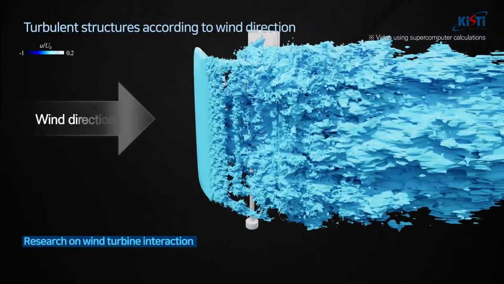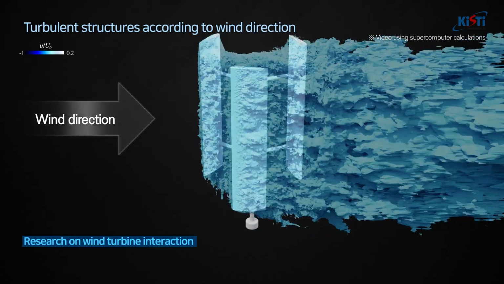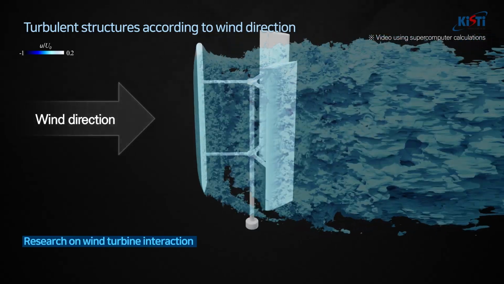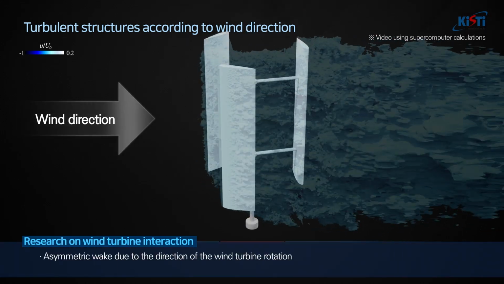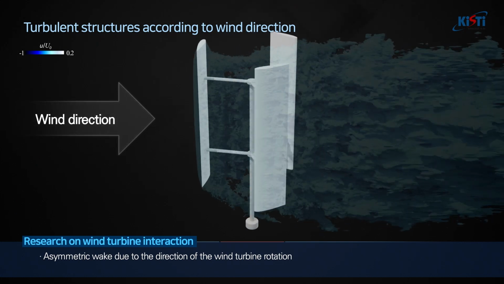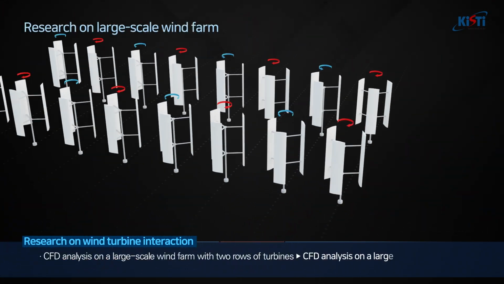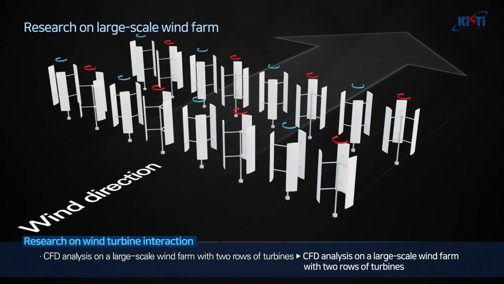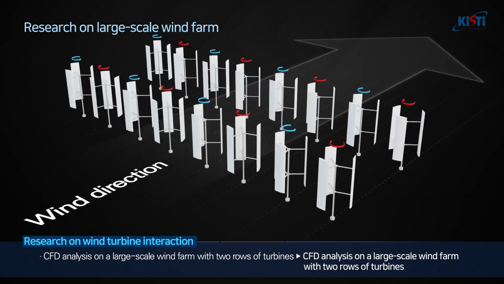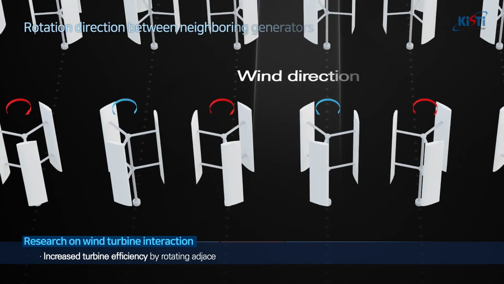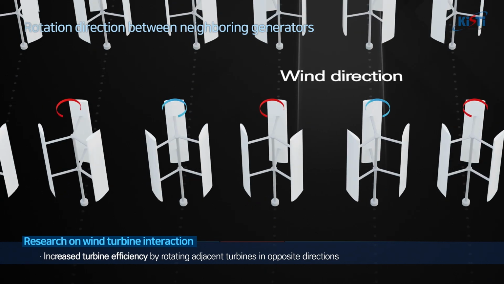The research team also investigated how the wind flow changes behind wind turbines to understand the mutual influence between turbines. They found that the rotation direction of the wind turbines and the flow structures lead to asymmetric wake. To study the impact of these changes on downstream turbines, the research team conducted a CFD analysis on a large-scale wind farm with 2 rows of turbines. By rotating the adjacent turbines in opposite directions, they were able to increase power generation efficiency.